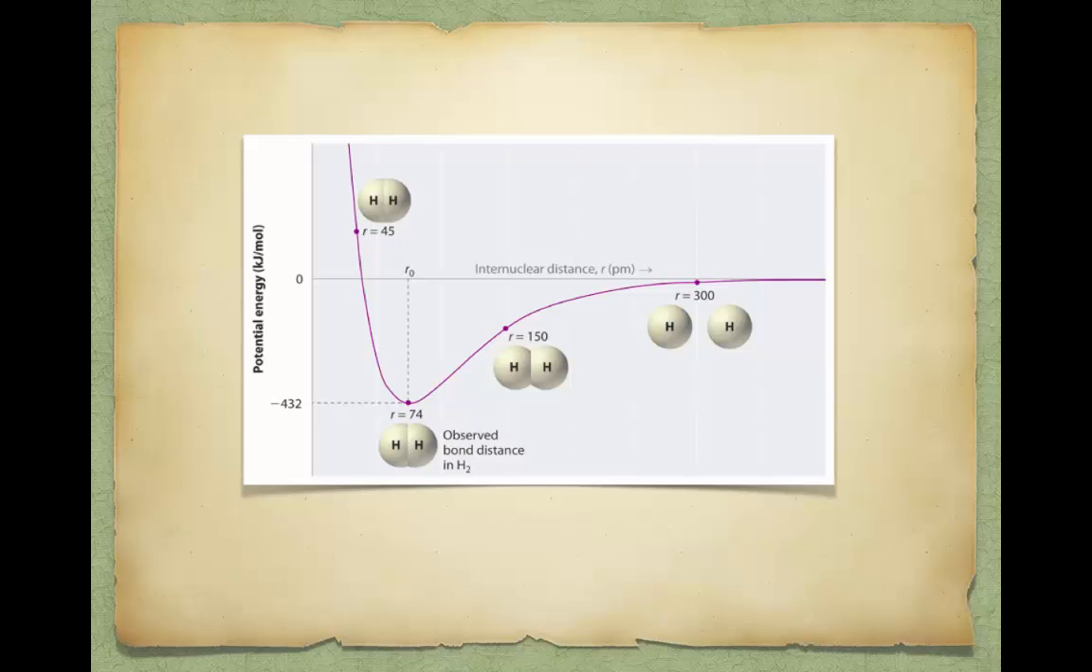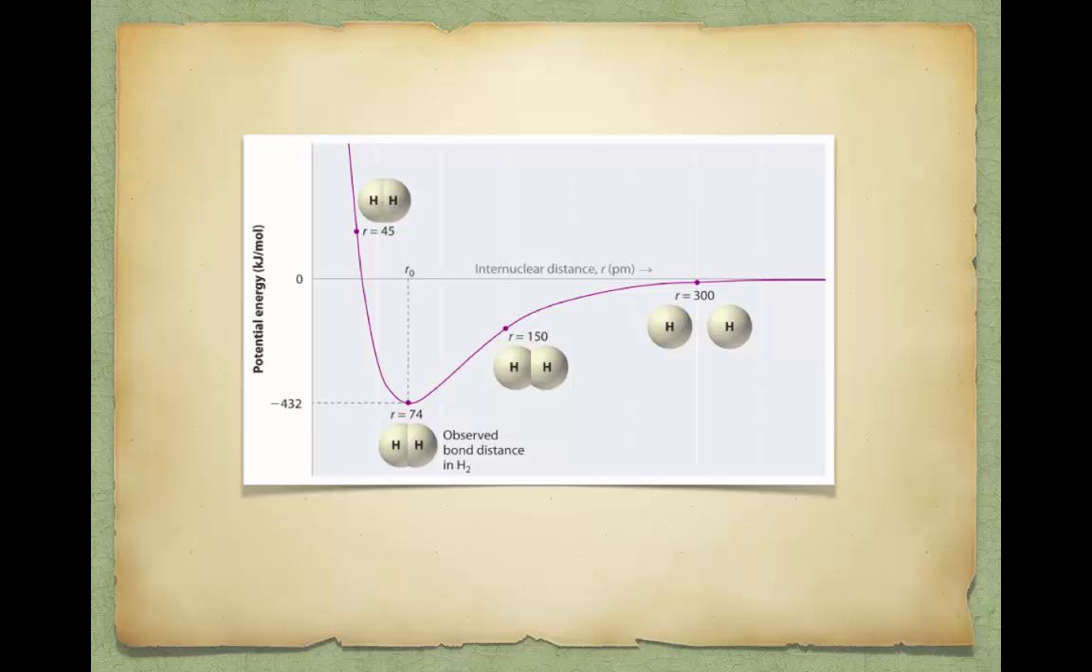Now, as the internuclear distance increases, hydrogen atoms no longer repel each other until you get to R equals 74. At that point, that is the ideal distance in order to have the greatest attractive force between atoms. So that's at R equals 74. Now, that represents the bond length, the distance between the hydrogen atoms, and the 432 represents the bond energy, and that is the energy required to separate those hydrogen atoms.